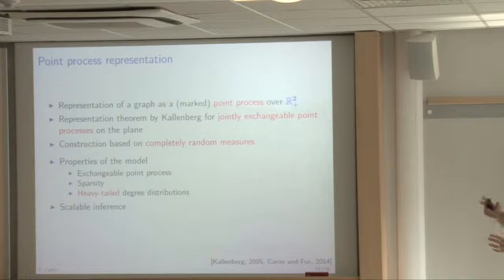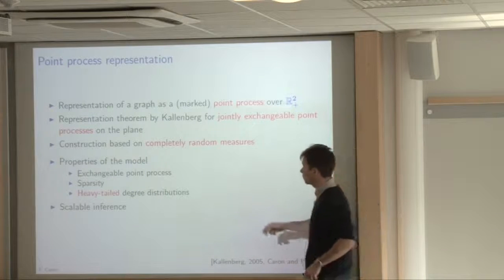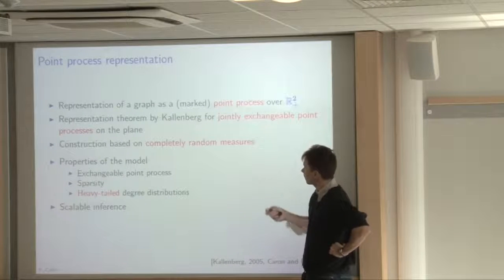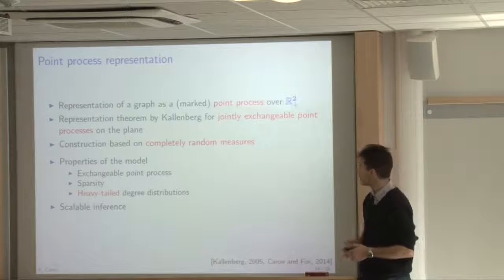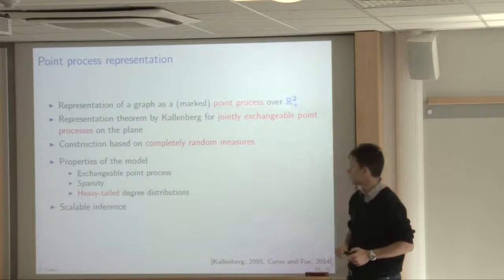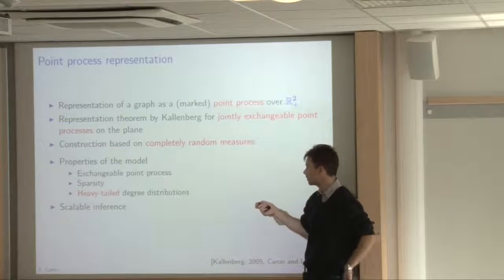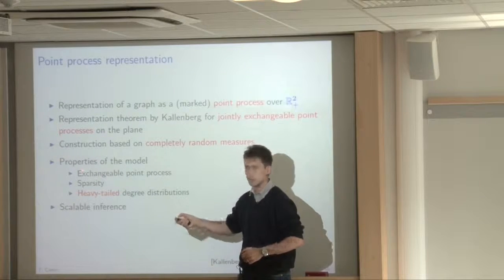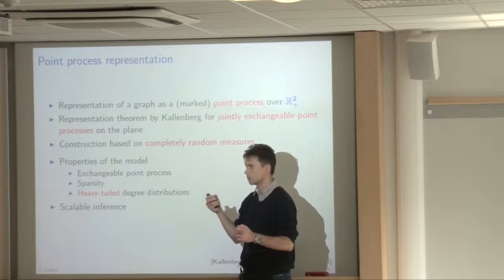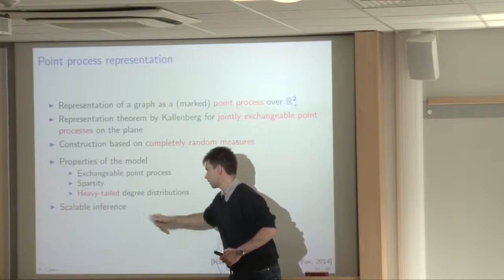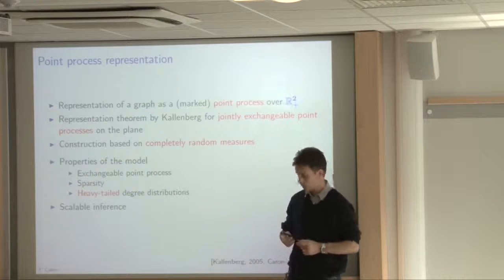What is interesting is that we've got similar properties as in the Aldous-Hoover framework. In particular, there's also a representation theorem for this point process. There's a representation by Caron for jointly exchangeable point processes on the plane, and our construction fits in this framework. We've got a construction based on completely random measures with the following properties. We've got exchangeability in this point process setting. Depending on the values of the parameters, we can generate graphs that are sparse or dense with heavy-tailed degree distribution. And an interesting point is that we can derive scalable inference algorithms for the model we define.